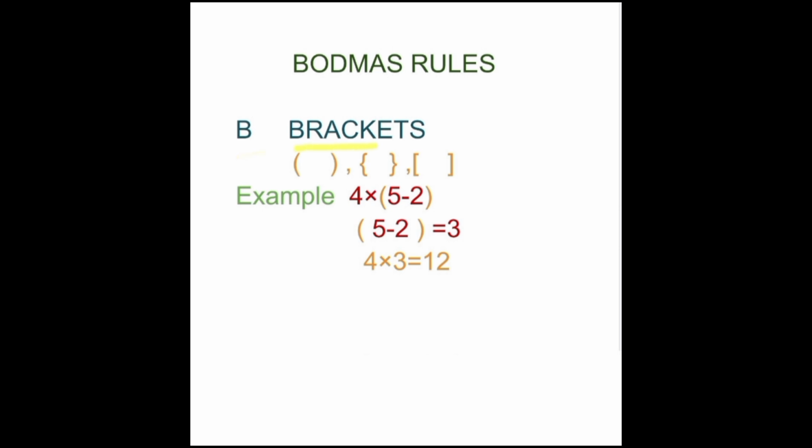B for brackets. First, we solve anything inside the brackets. For example, 4 into (5 minus 2). First, solve the bracket. 5 minus 2 is equal to 3. 4 into 3 is equal to 12.